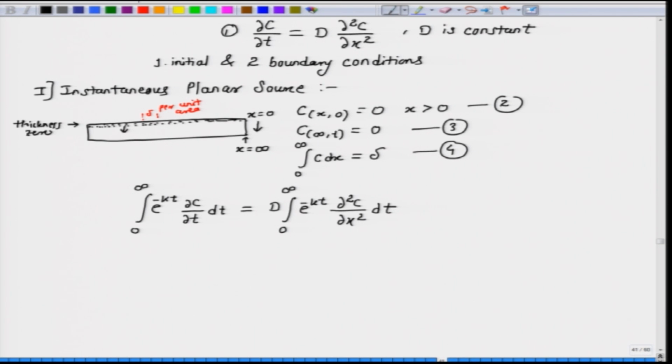Now, let us try to solve each side one by one. So, if you first look at the left hand side, LHS, which should be equal to integral 0 to infinity e to power minus kt dou c by dou t dt. Now, this integral we can solve by the method of integration by parts. So, if we integrate by parts, what is the formula for integration by parts?